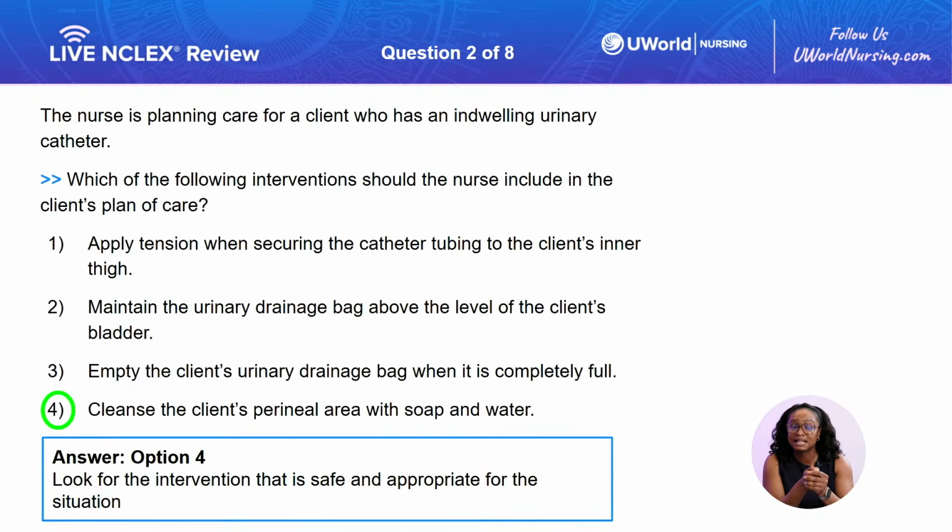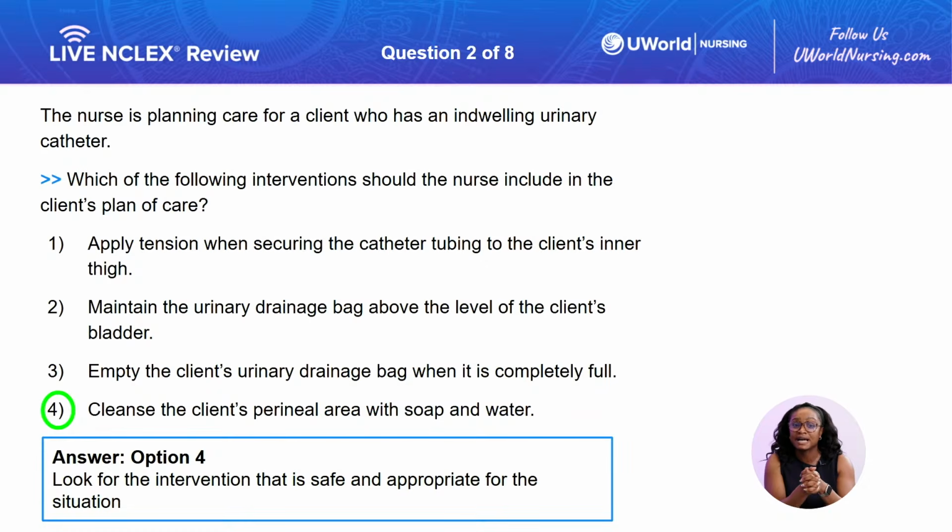So cleansing the client's perineal area with soap and water is the best practice. Think about taking a shower. You take a shower daily, at least I hope you do. And so that area definitely needs to be cleansed with soap and water as well, so it can inhibit bacteria forming at that entry point. All the other options are incorrect for a certain reason.